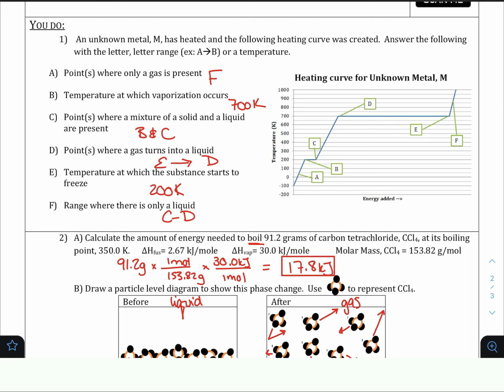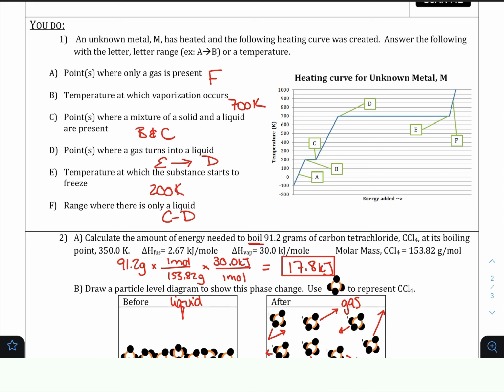All right, then temperature at which vaporization occurs. There's a lot of things here. First off, figure out where vaporization is, and that is up here. We follow that across to 700, and then finally the unit comes from our axes, Kelvin. C, point where a mixture of a solid and a liquid are present. That would happen at point B and at point C, anywhere along that plateau. Because again, the plateau is occurring because all of the heat being added or absorbed is being used to convert from one thing to the next.